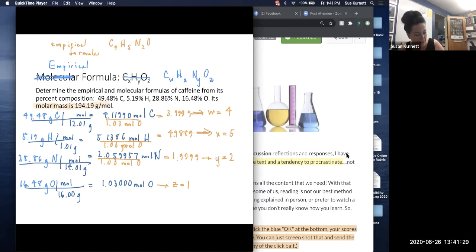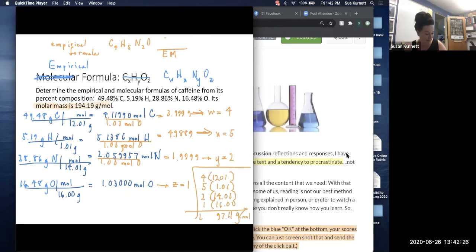If I have 4 carbons, 5 hydrogens, 2 nitrogens, and an oxygen, what does that add up to be in units of grams per mole? So EM stands for empirical mass, the mass of the empirical formula. So I know that my EM is 97.11 grams per mole.